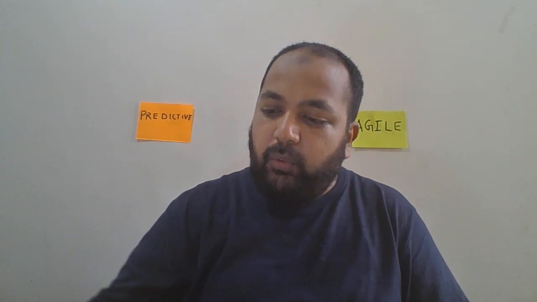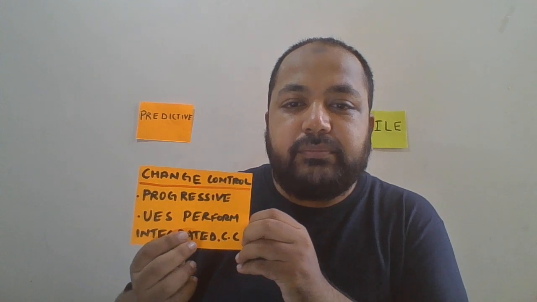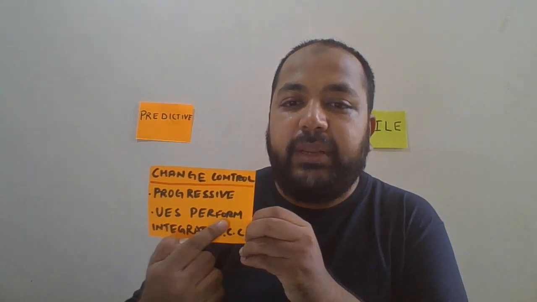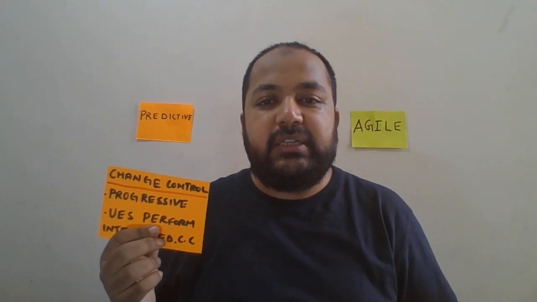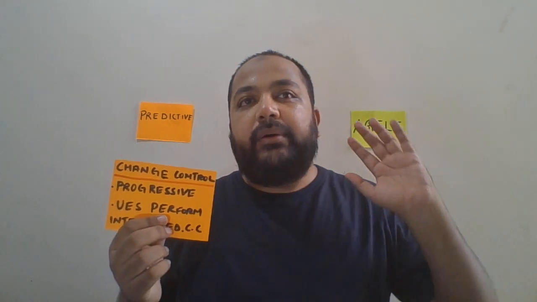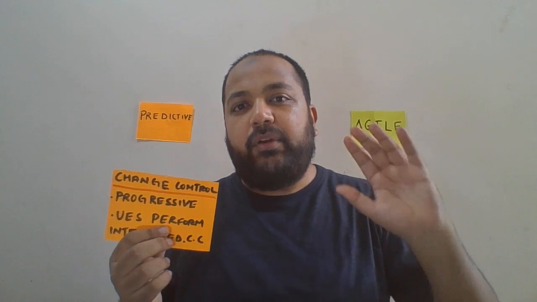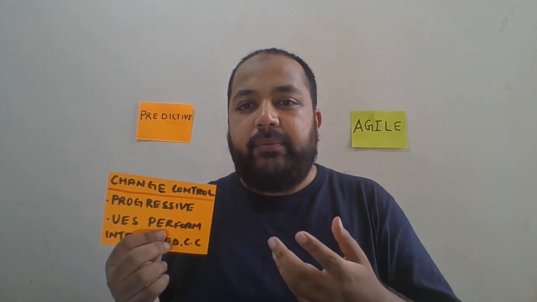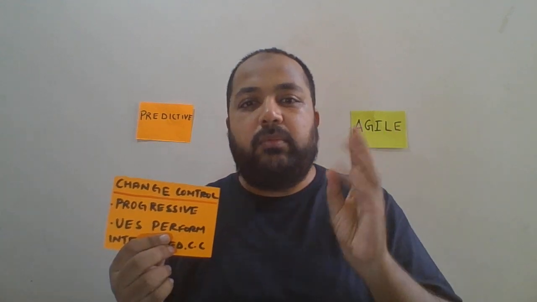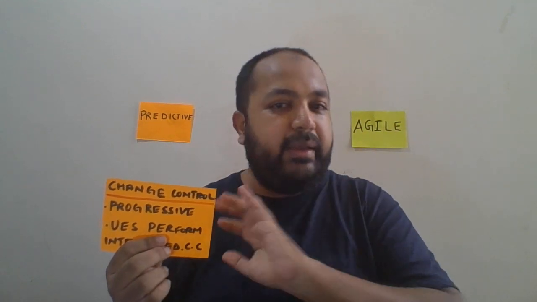And finally, how are the changes being processed? Change control. It is progressive and it uses the perform integrated change control process. Okay, change control. A new change that comes in. Let's say, as I told you the other day, you've got a website. You've got a like button. Now people want a heart button to be added, and it has to be compatible on all the platforms: mobile, tablet, Windows, Mac, everything.